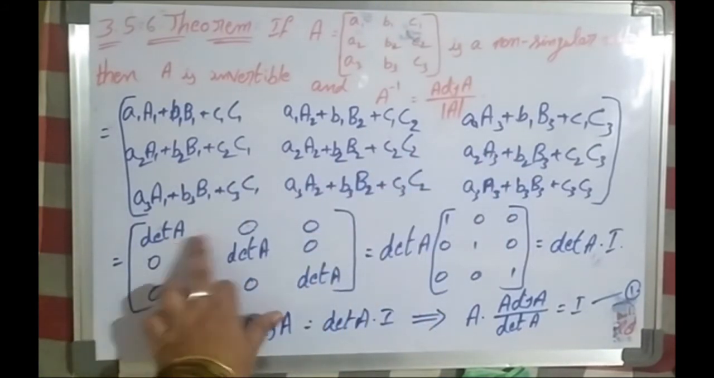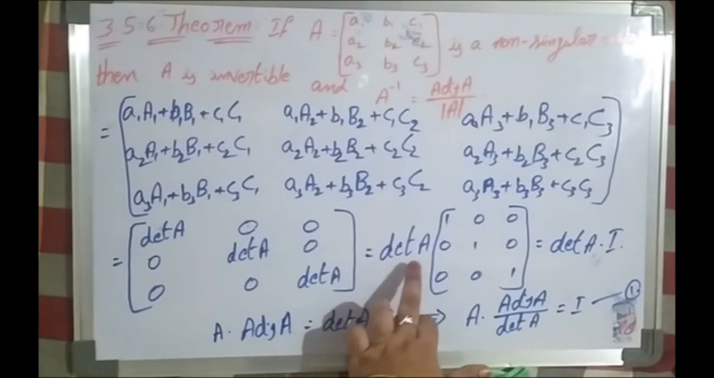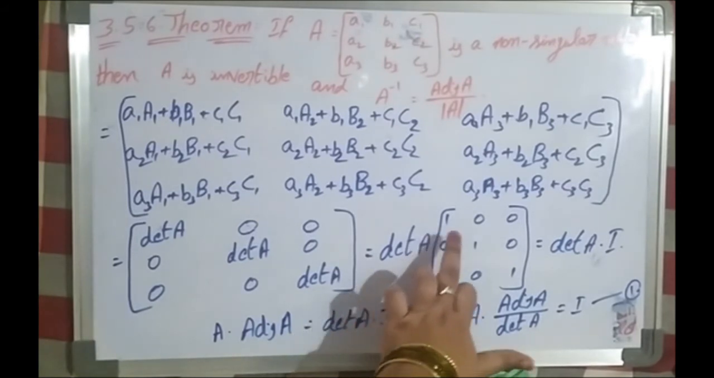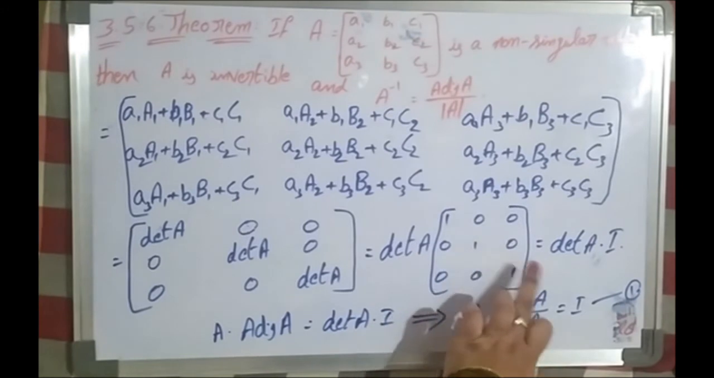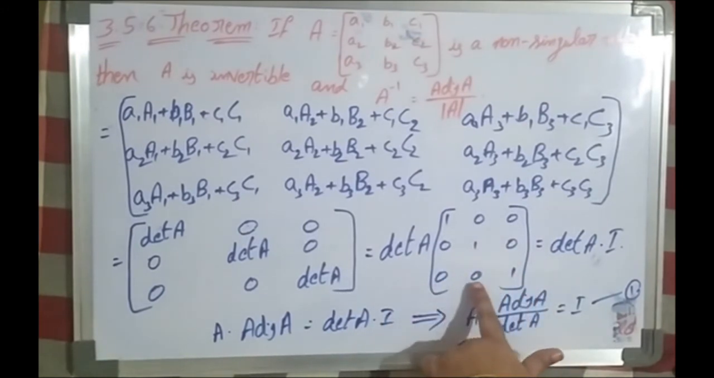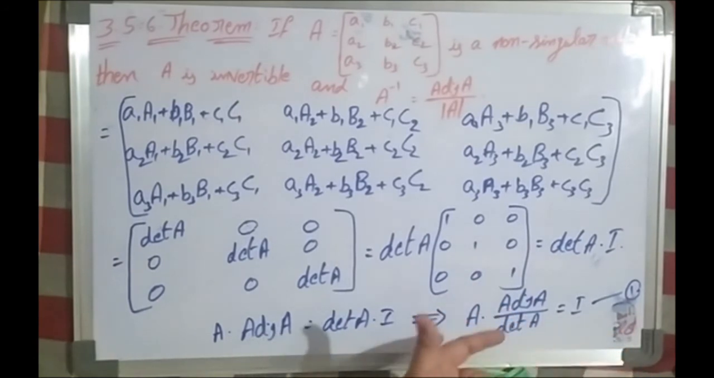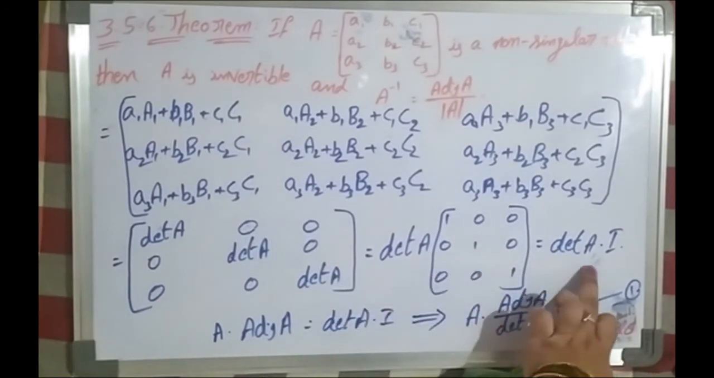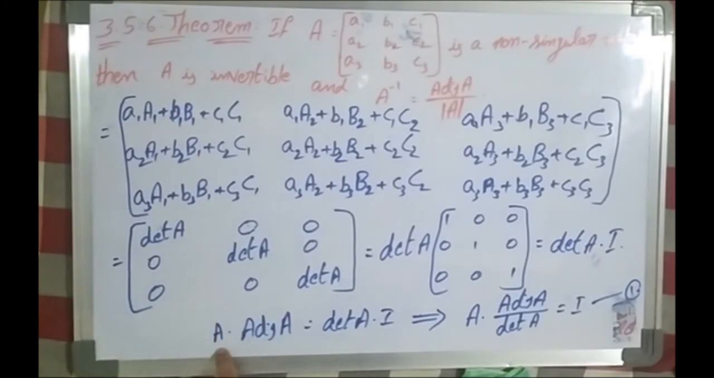Here we can take the determinant as common, then determinant of A into the matrix 1 0 0, 0 1 0, 0 0 1. This is nothing but a unit matrix or identity matrix, denoted by capital I. Then det A into I. This value is A into adjoint of A equal to det A into I. Here we take cross multiplication, then A into adjoint of A by det A equal to I. This is the first equation we have to write down.